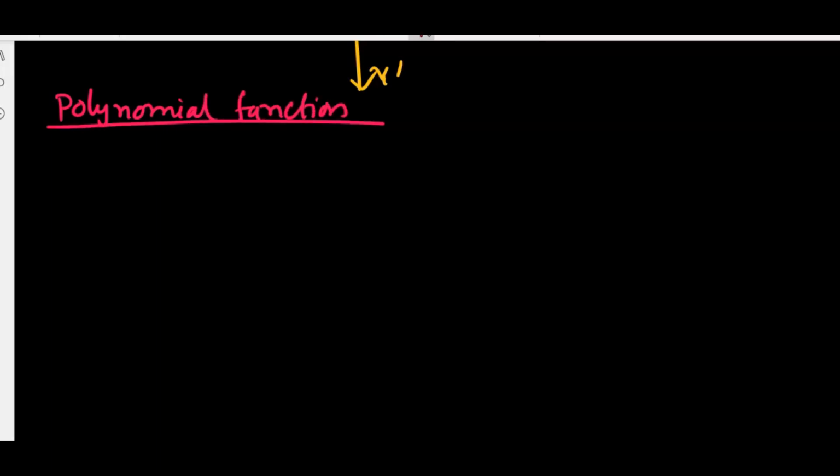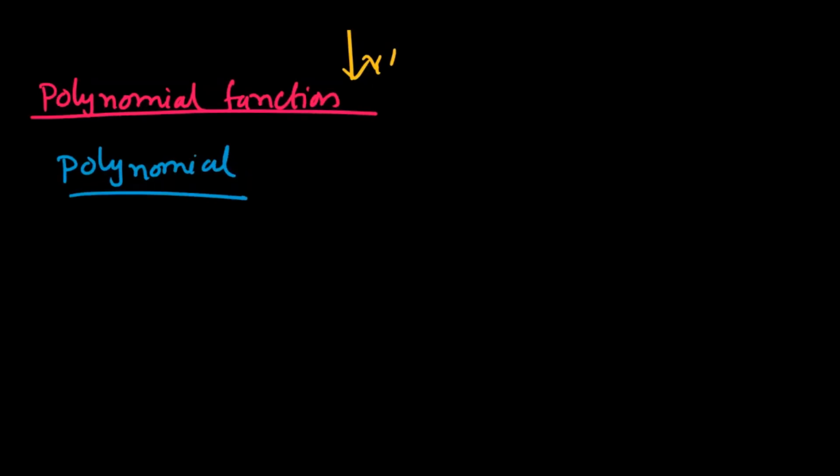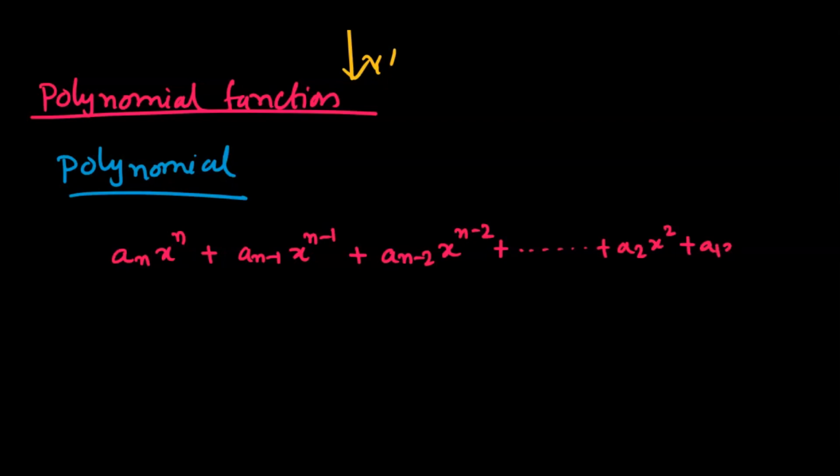Before we go about the polynomial function, we have to know what a polynomial is. So what is a polynomial? A polynomial is an expression like this: a_n x^n + a_(n-1) x^(n-1) + a_(n-2) x^(n-2) + ... + a_2 x^2 + a_1 x + a_0.